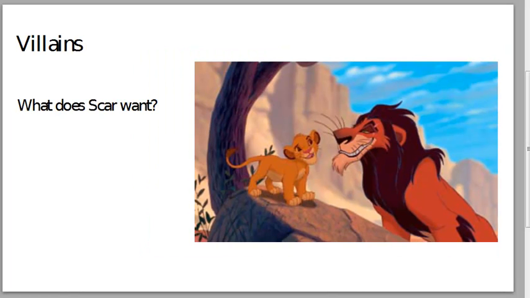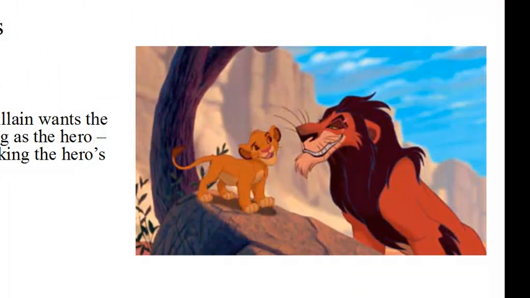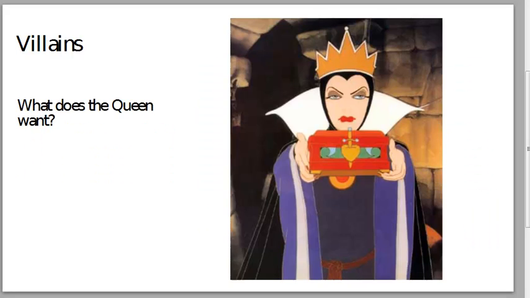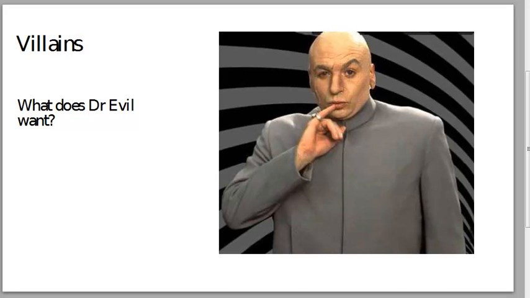You often find with villains and bad guys that they want the same thing that the hero does. Maybe in this case to be the king, and that can conflict with the hero's desires. In this case, blocking the hero's goal. If you think about what the queen wants in Snow White, she wants to be the fairest in the land, which is a pretty bizarre thing to want, really, but it works for the film. What does Dr. Evil want? He wants $1 million.